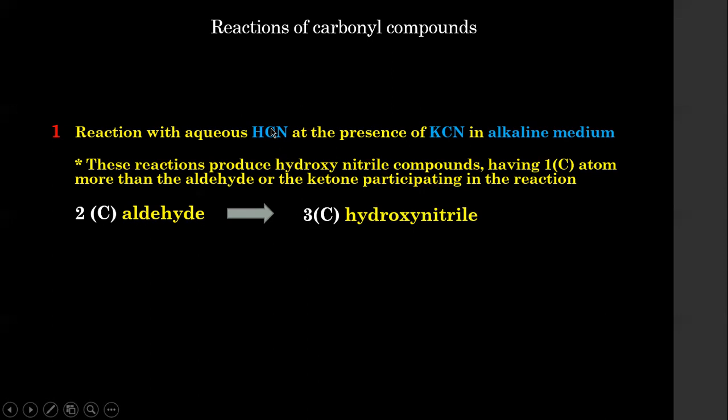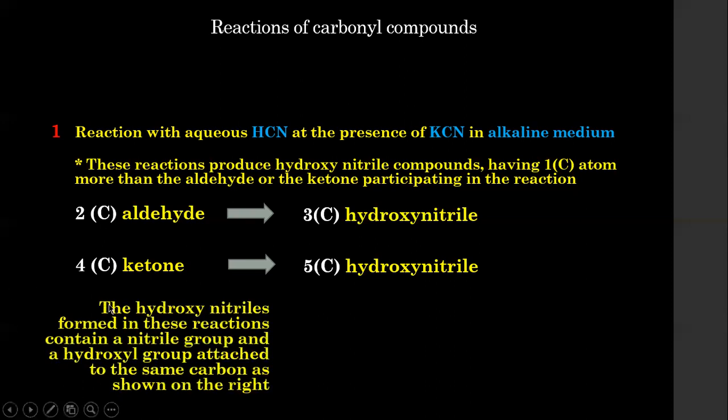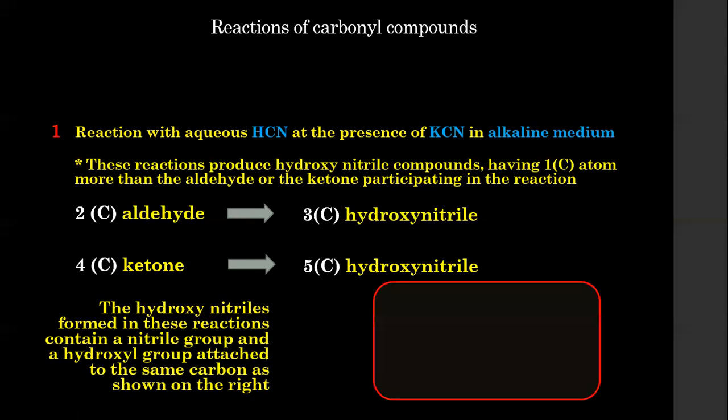This added carbon is coming from hydrogen cyanide. You will see that when it comes to the reaction I'm going to discuss. And second example, if you react a 4-carbon containing ketone, it will produce a 5-carbon containing hydroxynitrile. What are these hydroxynitriles? A hydroxynitrile compound has a carbon atom which is bonded to one OH group and a nitrile group.